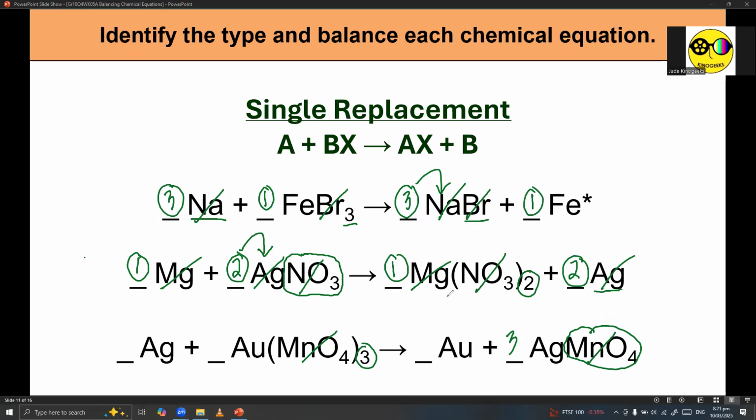Then damay si Ag. So we have 3 times 1, 3 Ag atoms on the right side, and you only have one on the left side. So therefore, I multiply Ag by 3, balancing Ag. Now, because gold or Au is already balanced, tig-isa meron ang Au. Therefore, I will write 1 with Au(MnO4)3 and 1 also for Au, ultimately balancing the chemical equation.